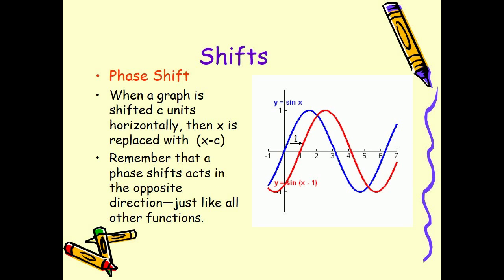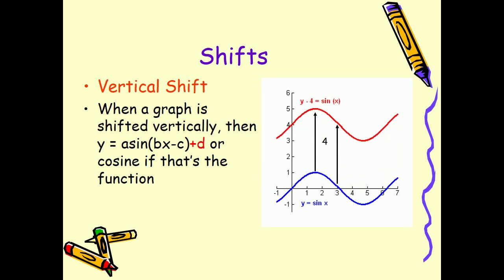When the graph is shifted c units horizontally, then x is replaced with bx minus c. Remember that a phase shift acts in the opposite direction, just like all other functions. In the graph to the side, the graph was shifted 1 unit to the right. When the graph is shifted vertically, then y equals a times the sine of bx minus c plus d. The graph to the side was shifted 4 units up.